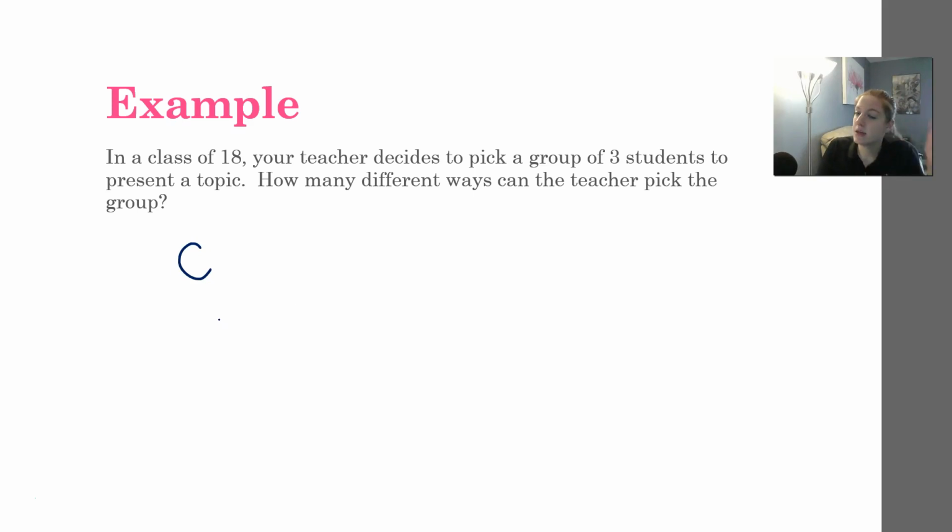Boom. Number on the left is the size of the group you're picking from. So what's the size of the group we're picking from here? Looks like there's 18 people we have to choose from. Now, the number on the right is the size of the group you're picking. So what's the size of the group we're picking here? Looks like 3.